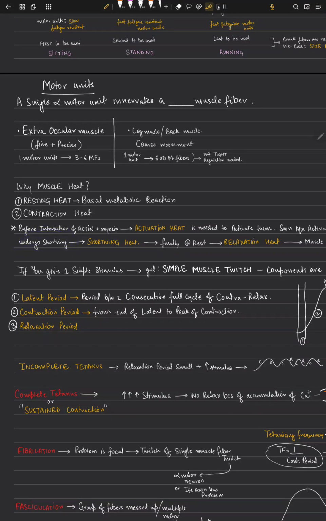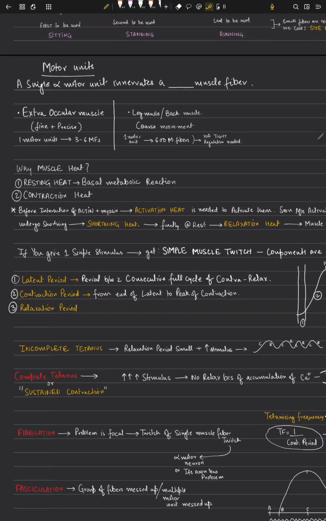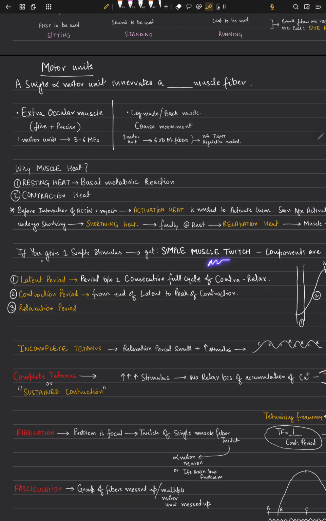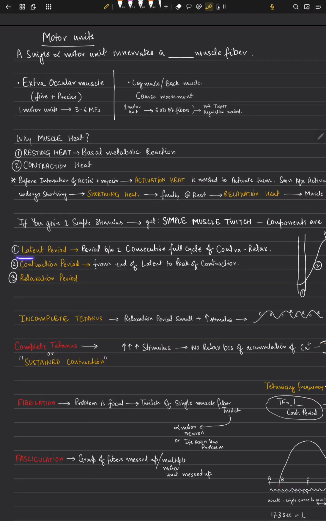that is contraction. If you give one simple stimulus, you get simple muscle twitch. Cool. What are the components of a muscle twitch? What is muscle twitch? It is a movement. So you give one simple stimulus, you get a simple muscle twitch. This is one muscle twitch, the movement of muscle. We can see this is the contraction period, this is the relaxation period, and this is the latent period. What is latent period?